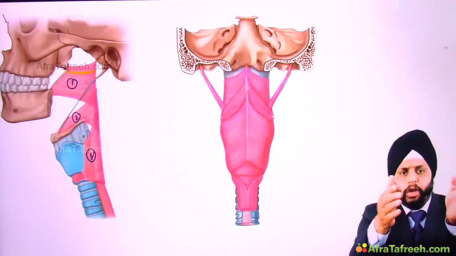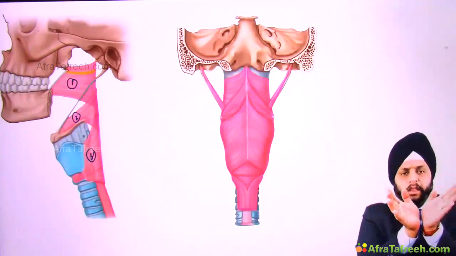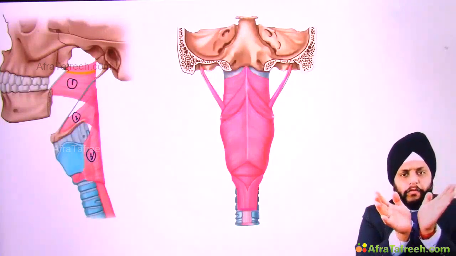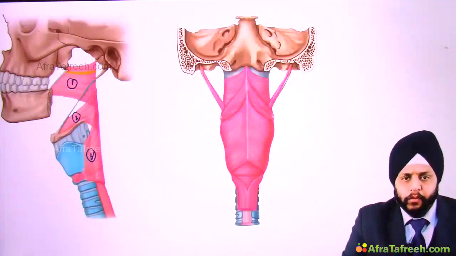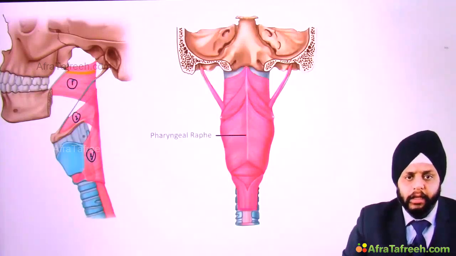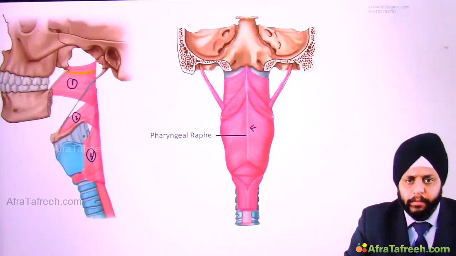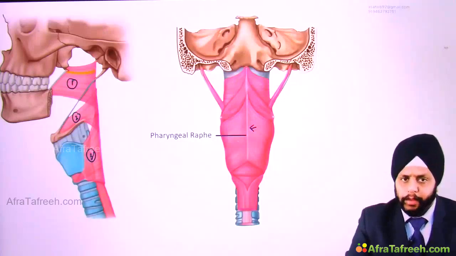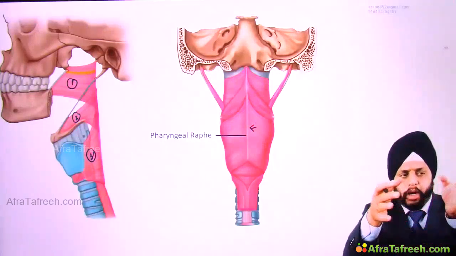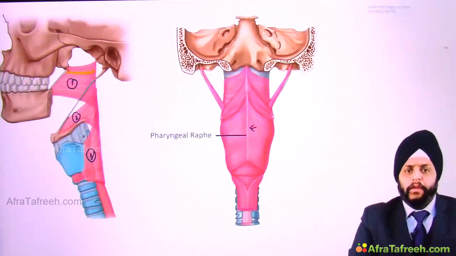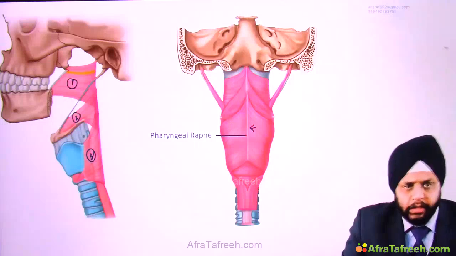They go around the pharynx like this and they fuse with each other, the right side with the left side, in the posterior midline pharyngeal raphe. So you can see that this raphe, it's a midline pharyngeal raphe. So all the 3 muscles, they go around the pharynx and they fuse posteriorly with each other in the pharyngeal raphe. So which are these 3 muscles?